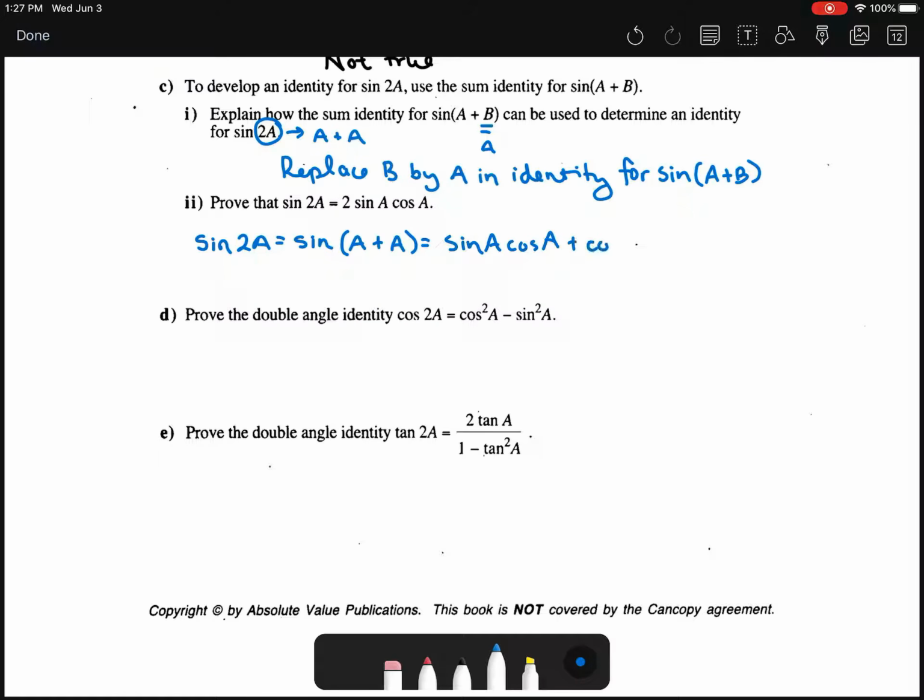cosine of a plus cosine of a sine a. So what you have there is you have 2 sine a cos a's. I have 2 of the same thing. Okay, both of those terms are sine of a times cos of a, so I have 2 of them.